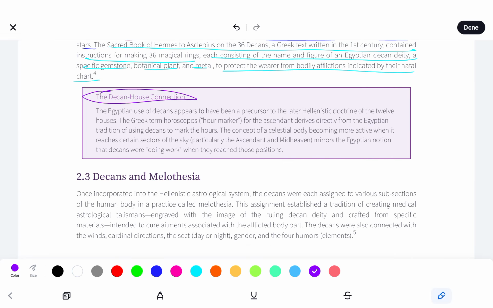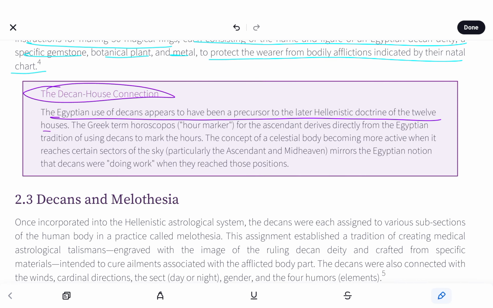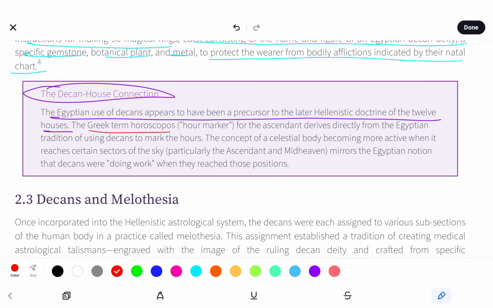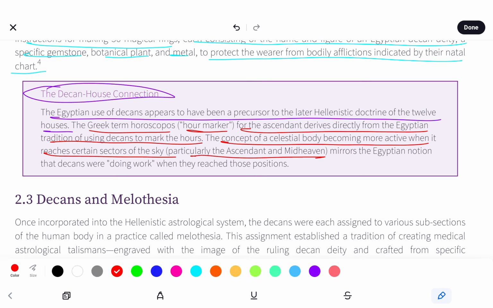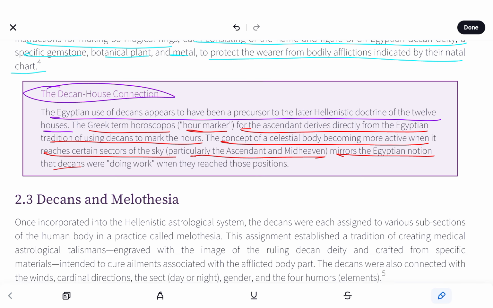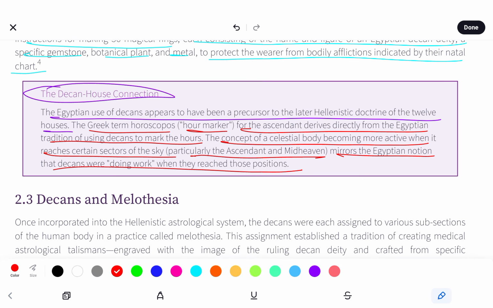Decan house connection. The Egyptian use of decans appears to have been a precursor to the later Hellenistic doctrine of the 12 houses. The Greek term horoscopus, or hour marker for the ascendant, derives directly from the Egyptian tradition of using decans to mark the hours. The concept of a celestial body becoming more active when it reaches certain sectors of the sky, particularly the ascendant and midheaven, mirrors the Egyptian notion that decans were doing work when they reached those positions.